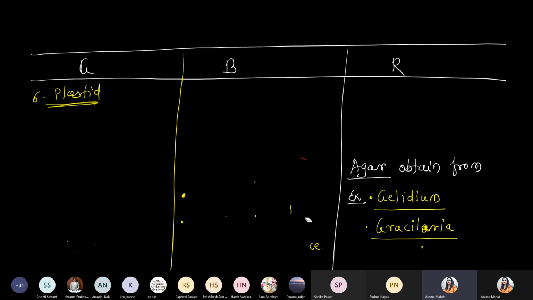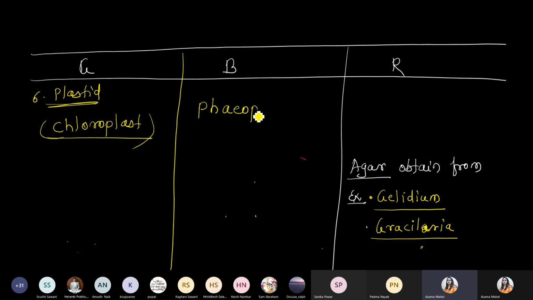In case of green algae, yes, there is a presence of chloroplast. The plastid which is present is chloroplast. Now, in brown algae, there is a presence of pheoplast. Pheo, that is brown. And in case of red algae, there is a presence of rhodoplast. So chloro is green, pheo is brown, rhodo is red. Chloro, pheo, and rhodo.